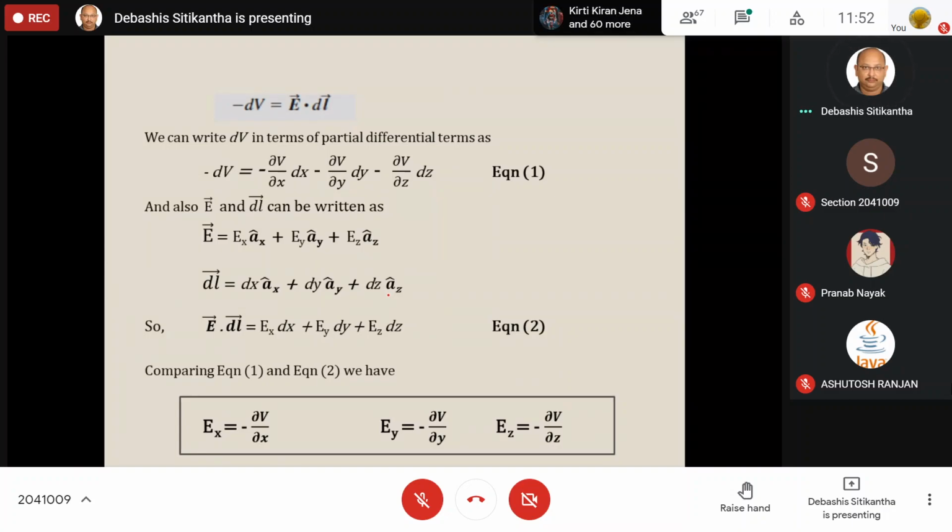Okay? So everyone, I am sure that everybody has understood. Or is there any doubt? Fine. So at least you all come to know that your dV can be expressed in terms of partial differential components: del V by del X into dx, minus del V by del Y into dy, minus del V by del Z into dz.